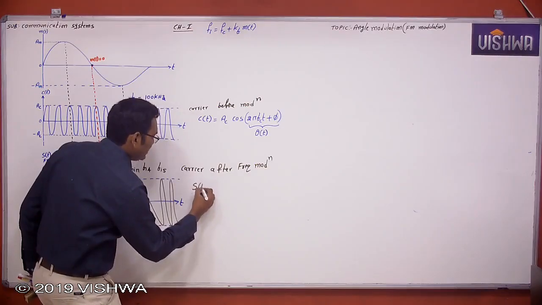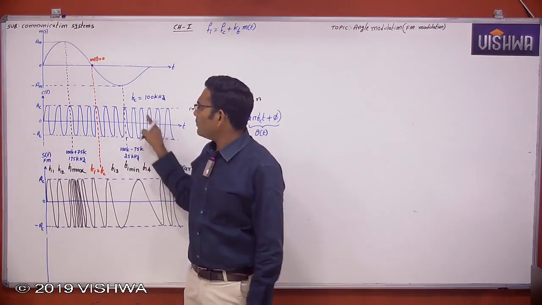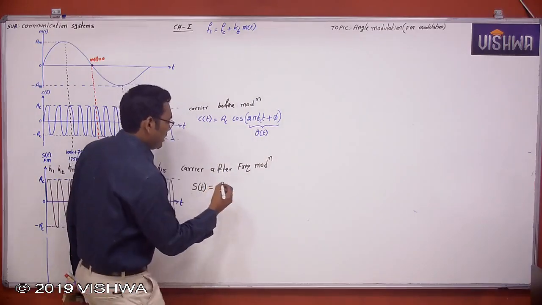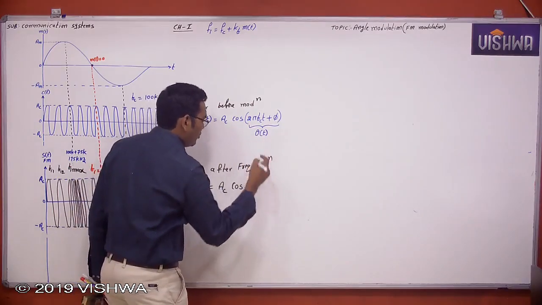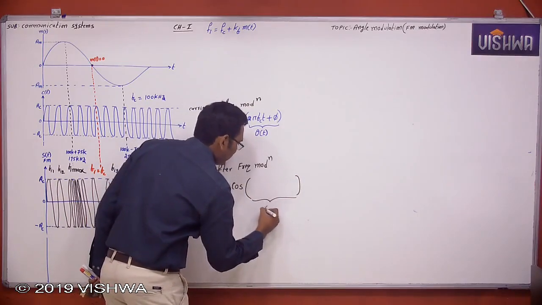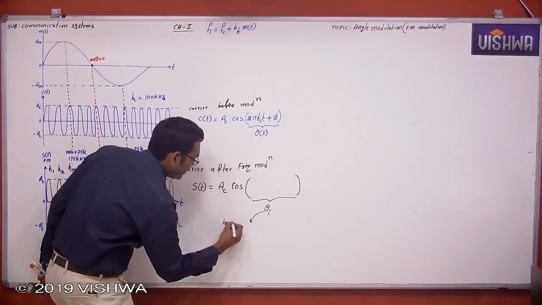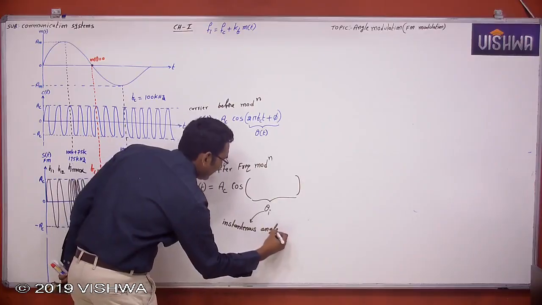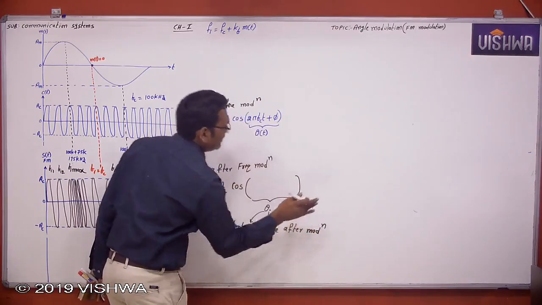Now you tell me, is there any change in amplitude? There is no change in amplitude. Before modulation, the amplitude of the carrier, after modulation, the amplitude of the carrier will be the same. Okay, so there is no change in amplitude. Then what is changing? Now this is the angle before modulation. Now I am asking, what is the angle after modulation? This I am calling theta I, the instantaneous angle. This is the instantaneous angle after modulation.